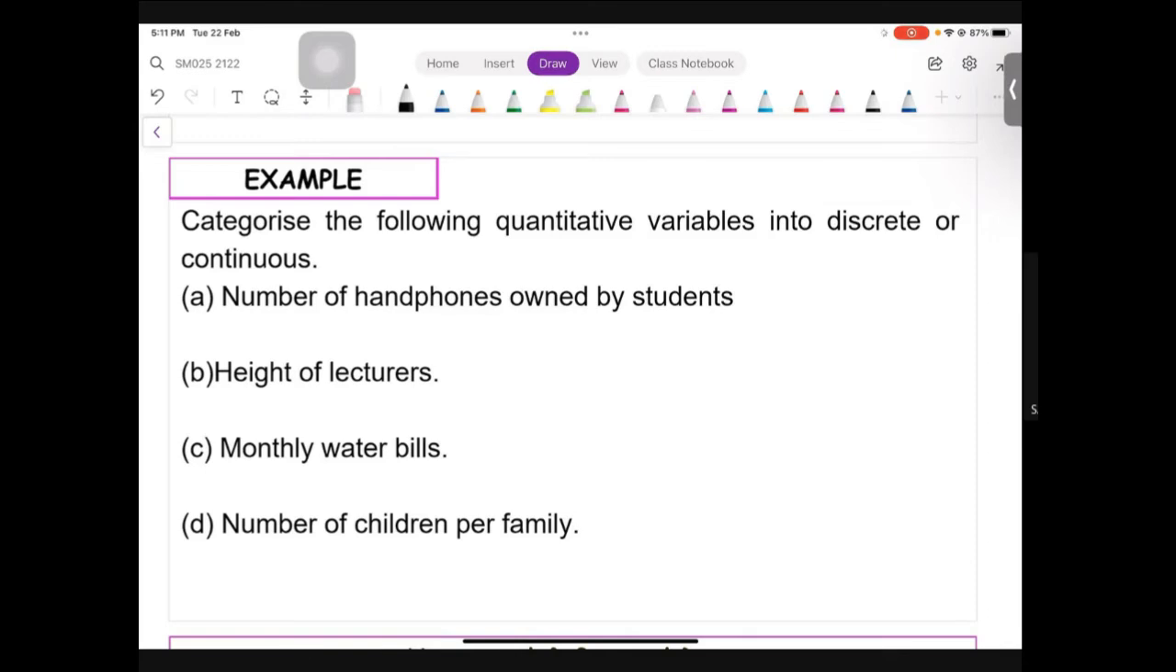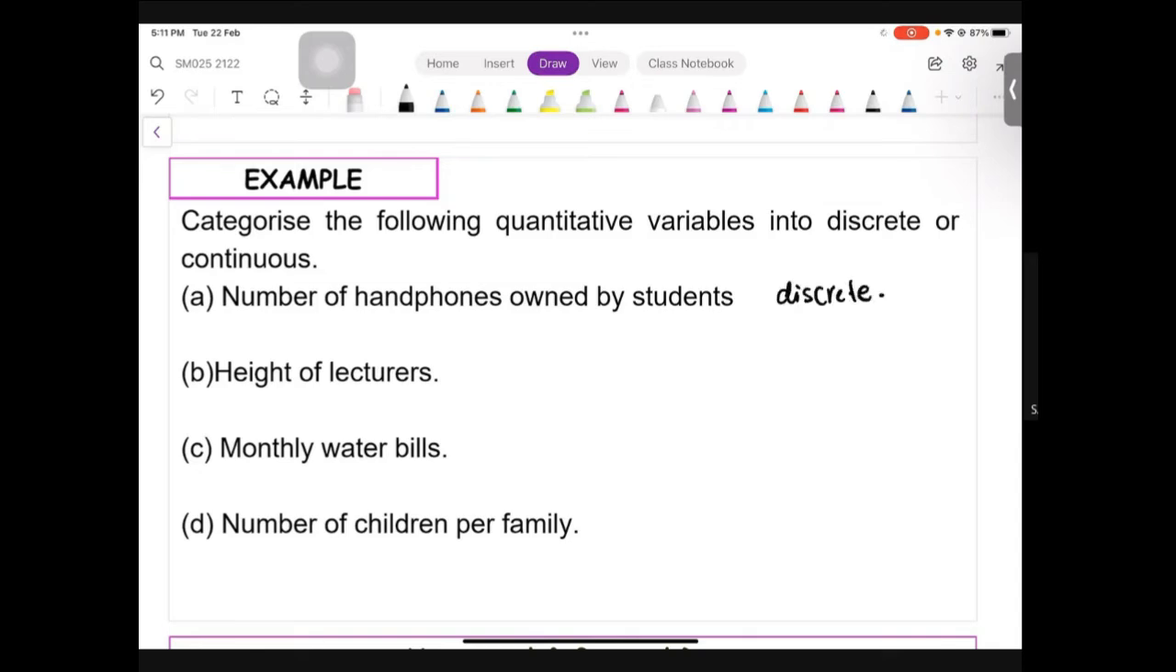Okay, so number of handphone owned by student. Okay, ada berapa banyak bilangan handphone. So kalau awak nak kira berapa banyak handphone, perlu tak bantuan? Tak perlu kan? Takkan ada jadi decimal places. So this will be discrete variable.